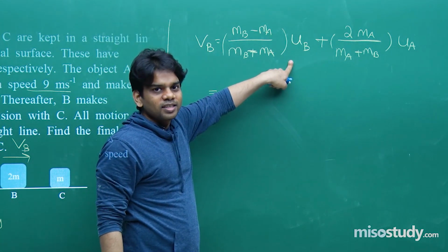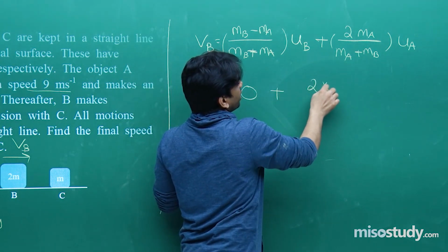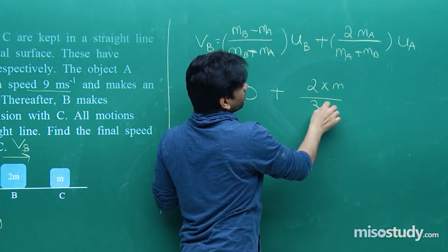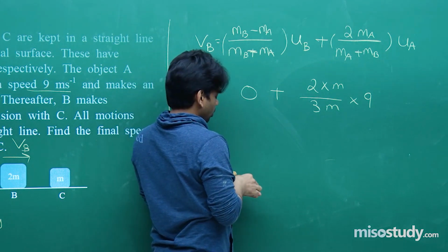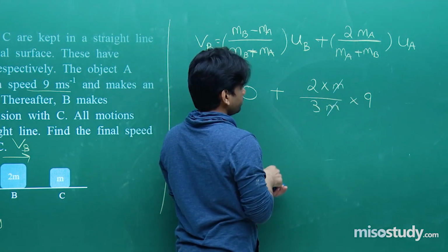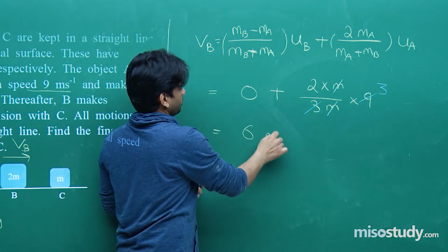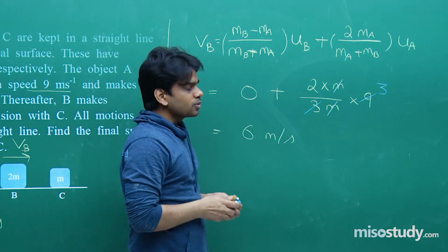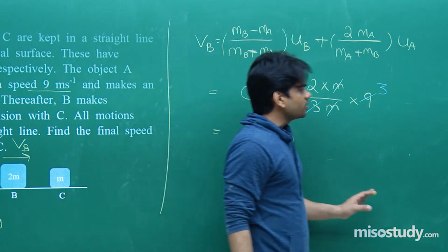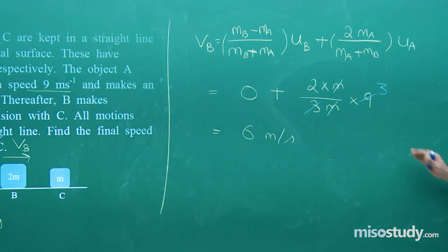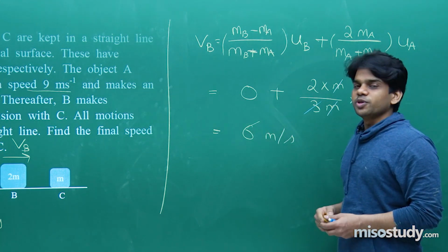Velocity of B, that is 0, need not worry about it. Twice of mass of A, that is given as M. MB plus MA, that will give you 3M, multiplied with velocity of A, that will give you 9. This will come out to be 6 meters per second. Velocity of B comes out to be 6 meters per second. So take note till here. I hope that you have noted down this, that is velocity of B comes out to be 6 meters per second.